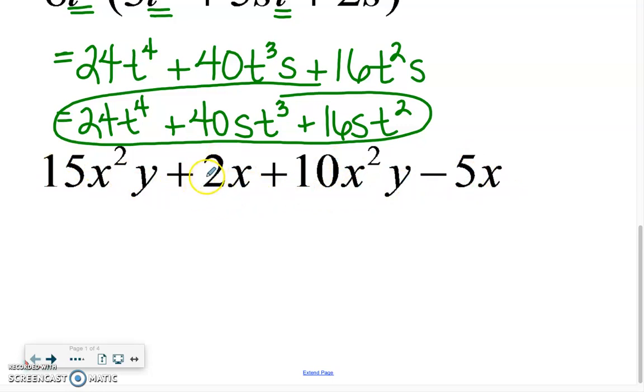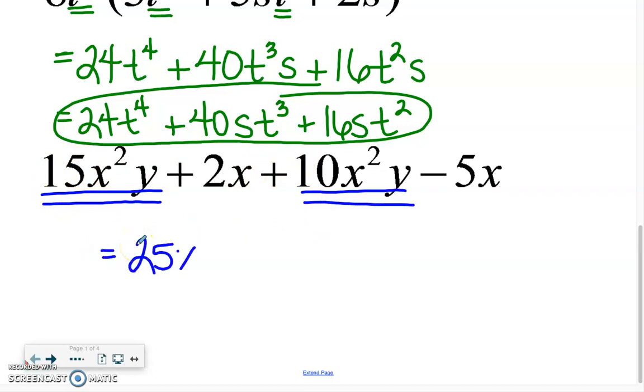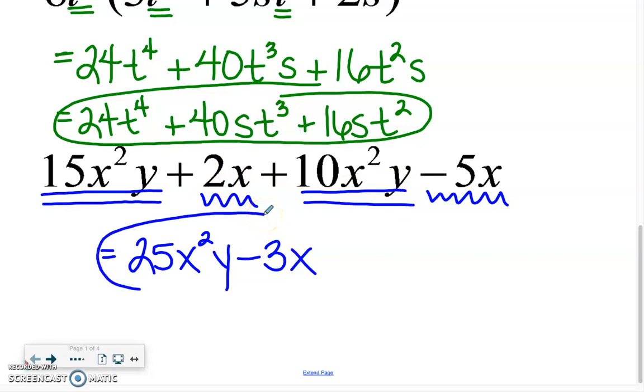So this would be a review of the last lesson that I had you do, meaning you're just combining like terms here. So I have an x squared y, and that can be combined with other x squared y's, which I have one here. And so to do that, you add the coefficients. So that would be 25 x squared y's. And then 2x and negative 5x are like terms. So 2 plus negative 5 would be negative 3x. So I just wanted to refresh your memory on that type of question.